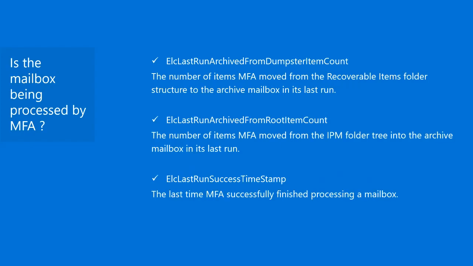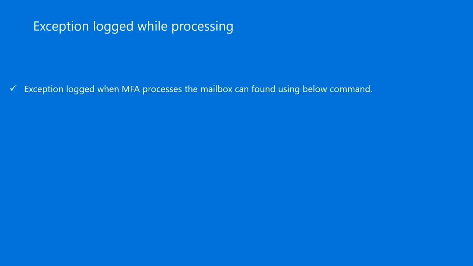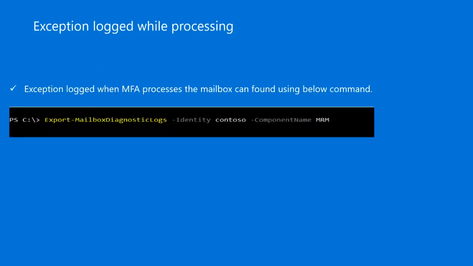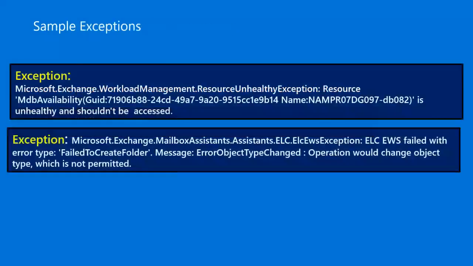So last run success timestamp will give you the timestamp when the MFA was successfully able to complete the processing of the mailbox. Okay, so while troubleshooting, you can also use this commandlet Export-MailboxDiagnosticLogs with the component name as MRM. So you're trying to get the diagnostic reports of what happened on a specific mailbox when the MFA was processing a mailbox. So these are certain exceptions that you can see when you run this commandlet. Basically, it can give you an idea of what could possibly be wrong when the MFA was trying to process it.